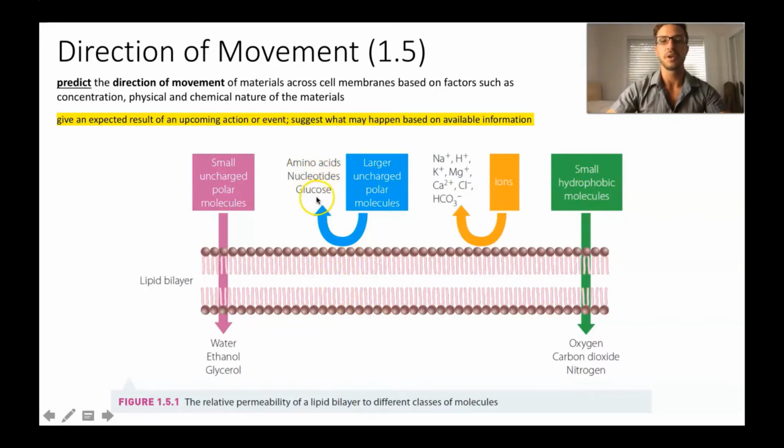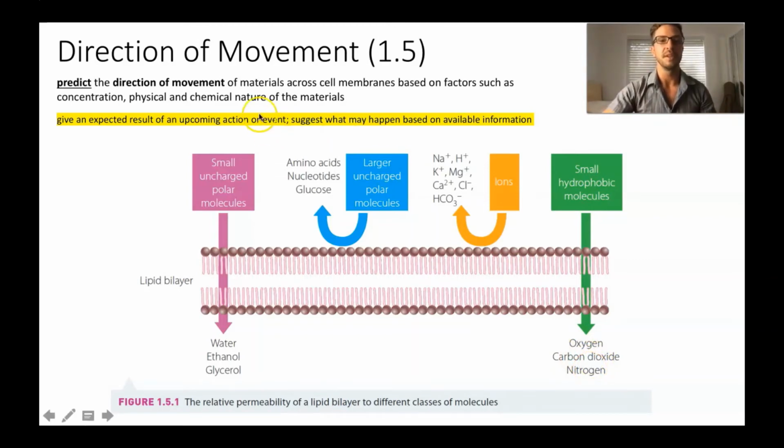And so we spoke about the role of proteins in facilitated diffusion to allow glucose to pass through. Then we have charged ions such as sodium, such as potassium, and again we have proteins such as the sodium-potassium exchange pump that can allow these ions to pass through, but they can't diffuse by themselves. Unlike small hydrophobic molecules such as oxygen and carbon dioxide and nitrogen, which can easily pass through.